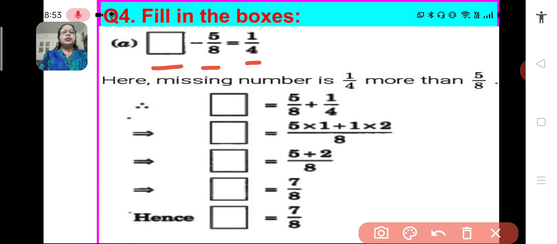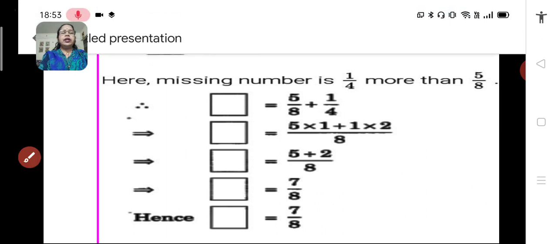So how do we get the missing fraction? We add these two fractions, 1 upon 4 and 5 upon 8, to get the missing fraction. So we have done this. 5 upon 8 plus 1 upon 4, it becomes 7 upon 8. Alright, and we get 7 upon 8 as the fraction which has to be filled in the box, because the LCM of 8 and 4 is 8.